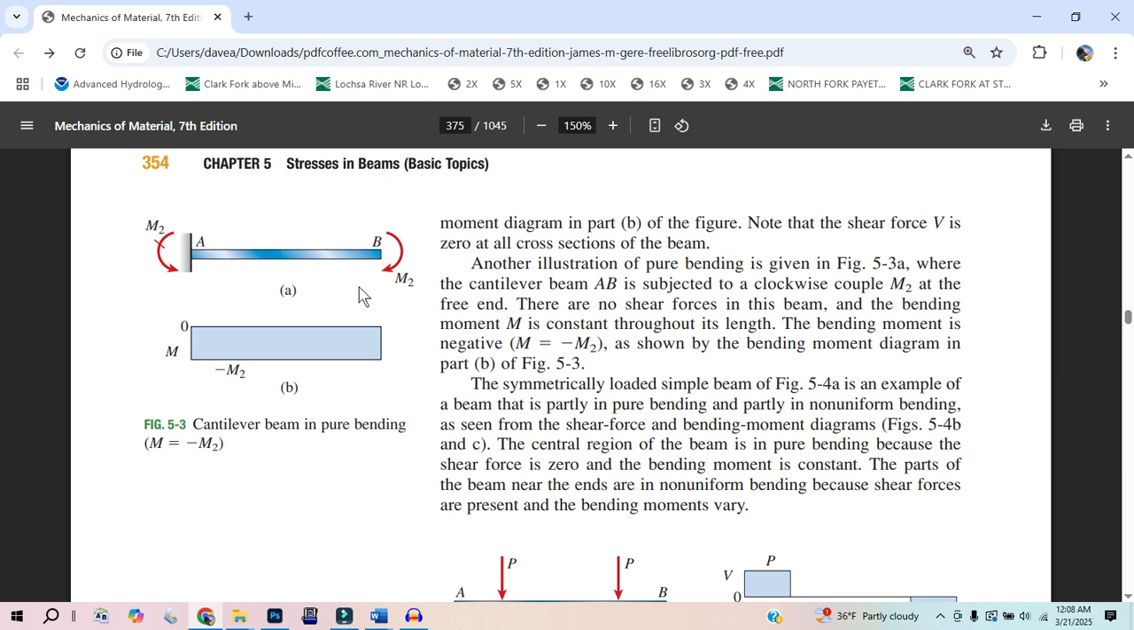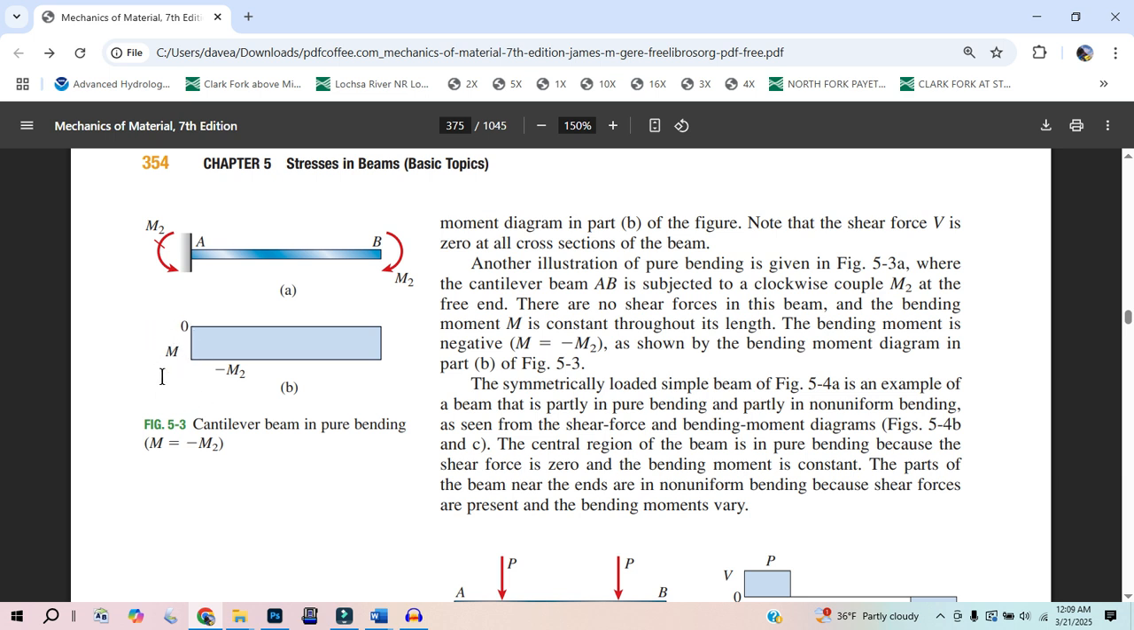Even though it starts here and frowns this way, that's still a complete frown all the way from point A to B. Sweet. All right, so there are no shear forces in this beam, and the bending moment M is constant throughout its length. And so they have this value of negative M2. So this is more like, if this was a plot of distance versus, I don't know, this is a qualifier for this axis.